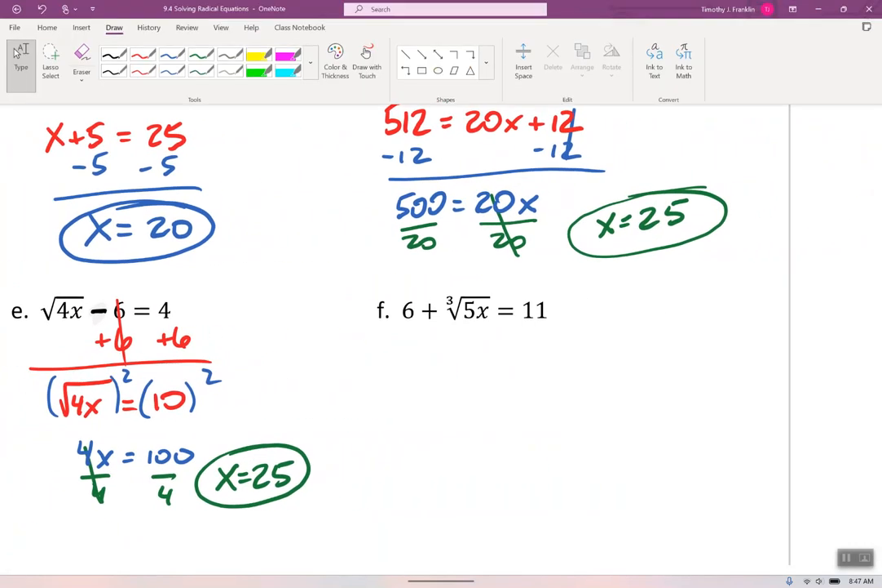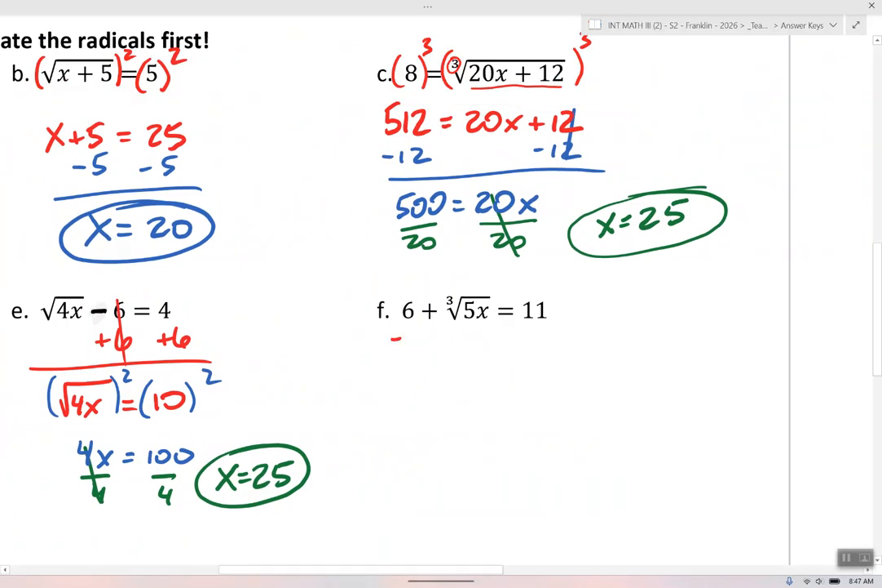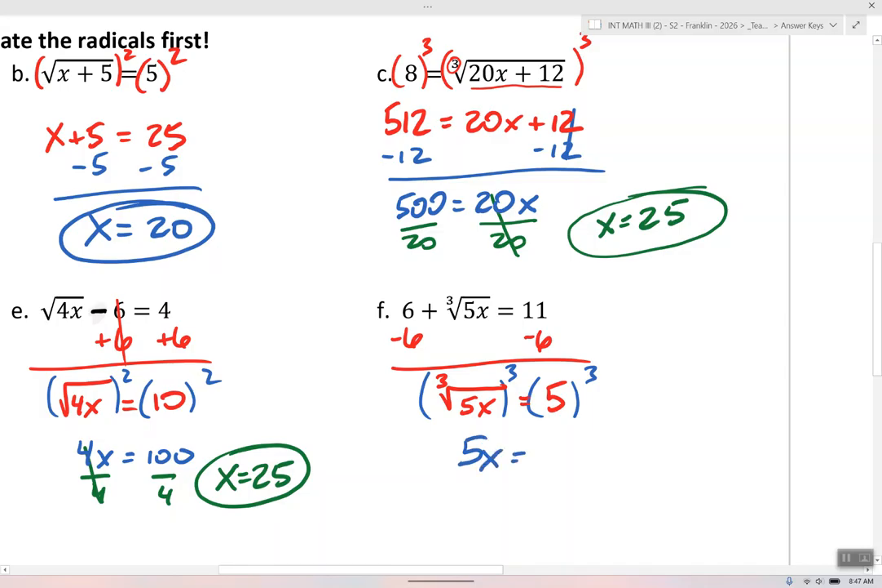Similarly, on this last one, we do have to isolate the radical. We'll subtract 6. So we get the cube root of 5x equals 5. Go ahead and cube both sides. So 5x equals 125. Divide by 5. And x equals 25.